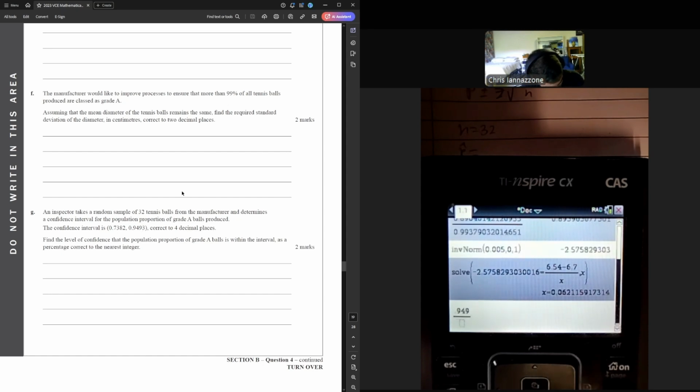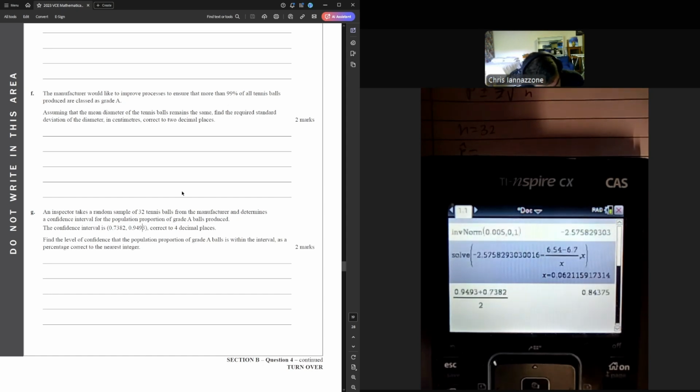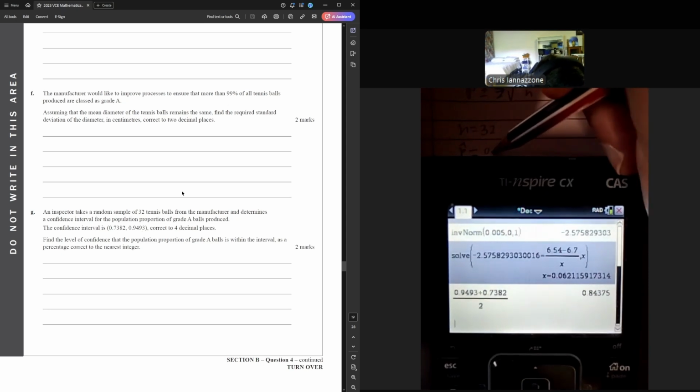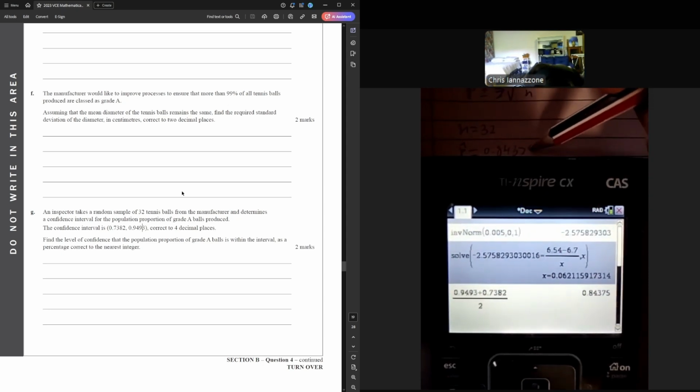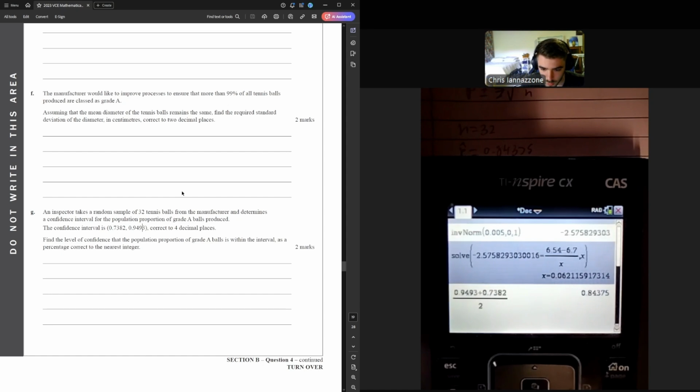0.9493 plus 0.7382 all over 2. It's going to give us a midpoint of 0.84375. So 0.84375. Cool. So we have p hat, we have n.